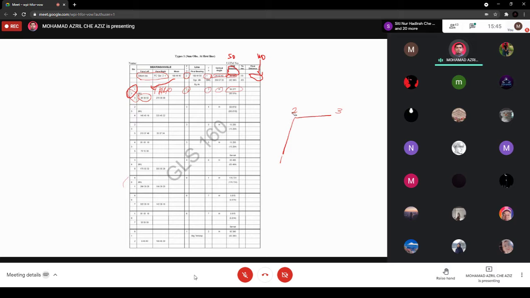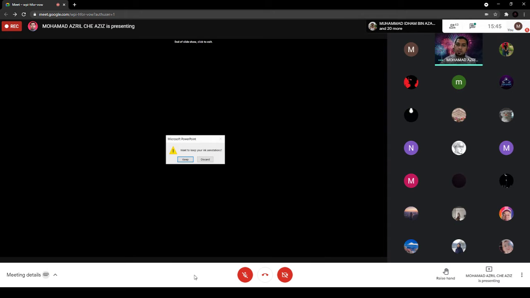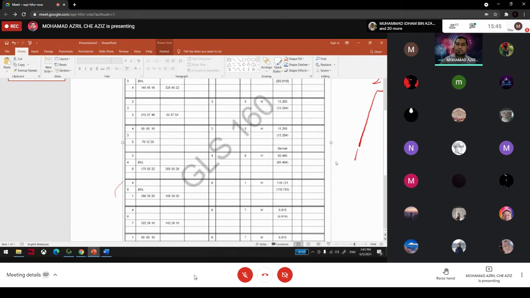For the first line you need to record the data: vertical angle, slope distance, horizontal distance. Then 2 to 3 you observe the horizontal angle, then you record the HD. Then, finished for the face left, you turn back to the face right.